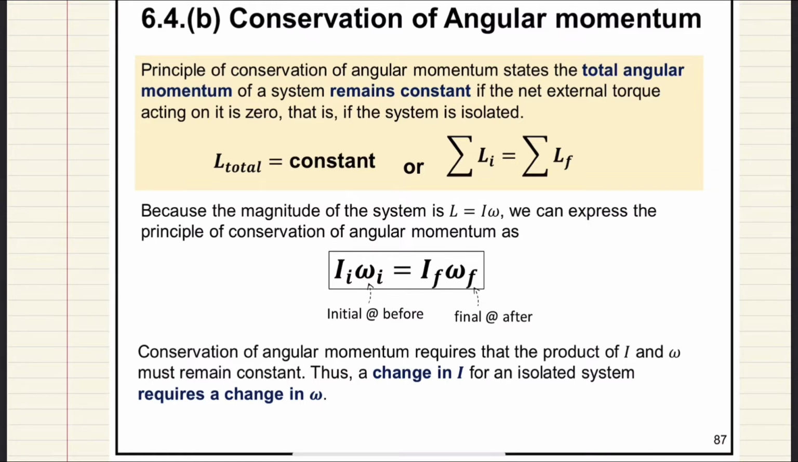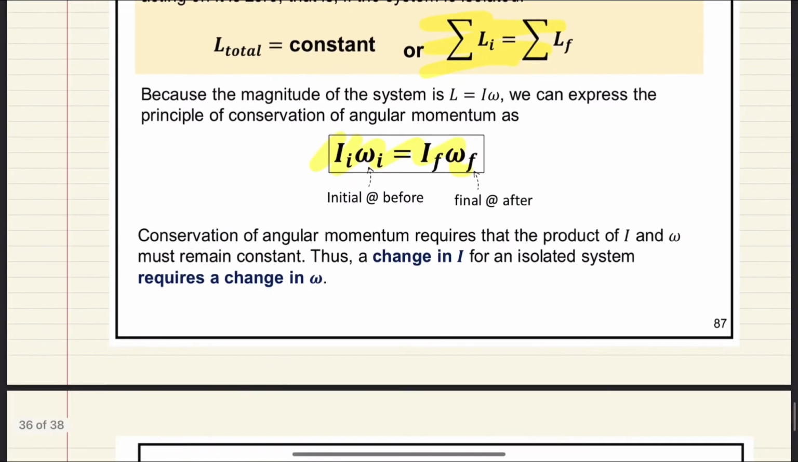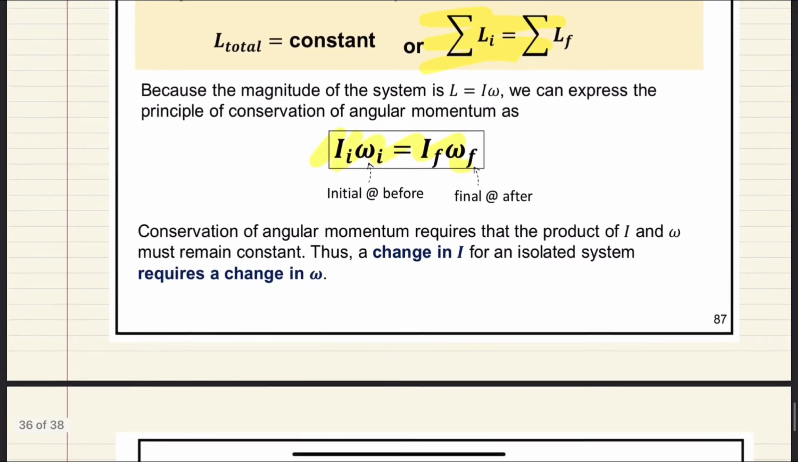And then it's very similar to P initial to P final, except now we are talking about L initial equals to L final. And since L is basically I omega, you end up with this one. But it depends on the question, and you have to read the question carefully. Because of the magnitude of the system, we can express the principle of conservation.